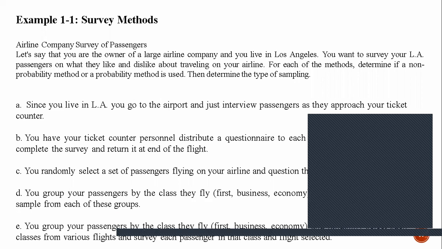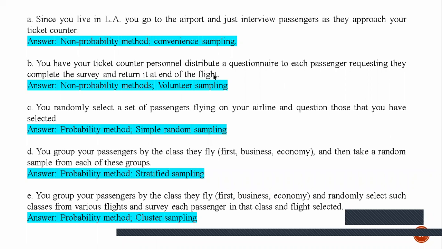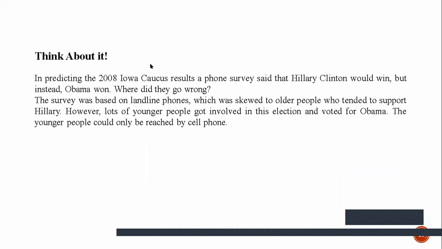Likewise, you can check these 5 scenarios and check whether they use probability methods or non-probability methods. Okay, that's it. So here we have the answers as well. Non-probability methods, convenience sampling. For the next one, likewise, I have already given you the answers as well.